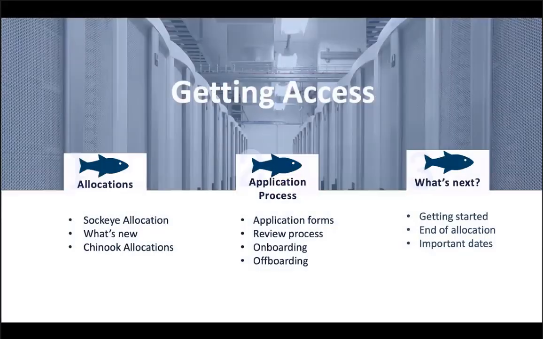So getting access. Now that I've given a rough and ready description of our HPC cluster and our storage platform, let's talk about how to actually get access to these things so that you can use them. For the rest of the talk, I'll talk a bit about Sockeye allocations, what's new about Sockeye allocations, Chinook allocations. We'll look very quickly at the application forms, where to find them, what sort of information we're looking for, the review process, what we are looking for, how these applications are reviewed, onboarding, offboarding, finding the technical documentation, and then what happens after you're done and the end of your allocation. And finally, important dates so that you know when you need to do things.